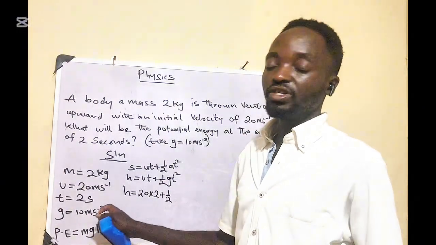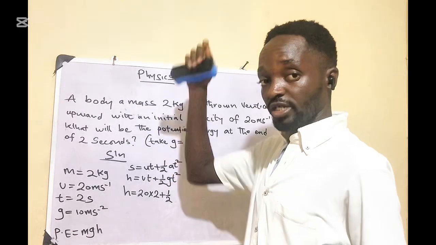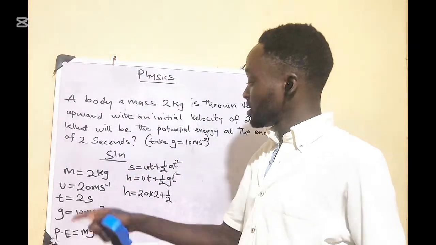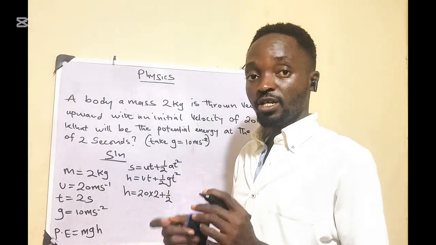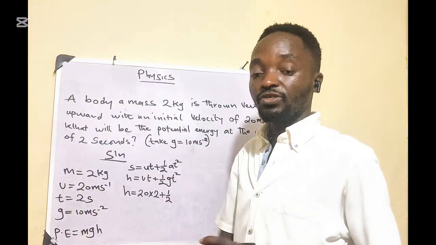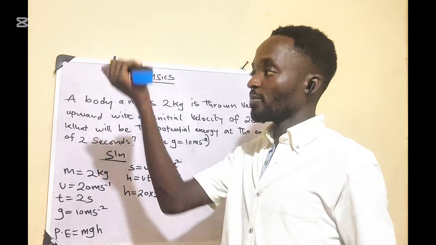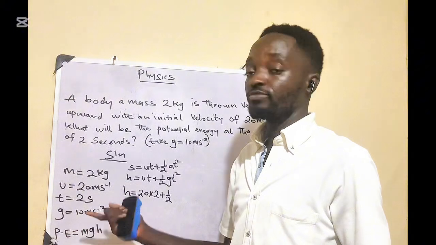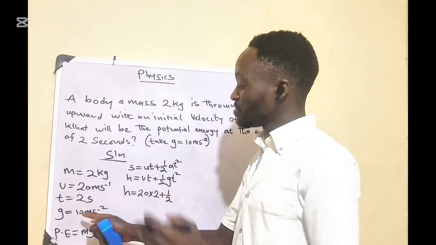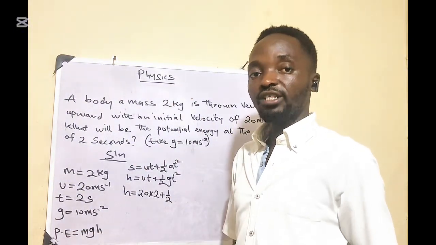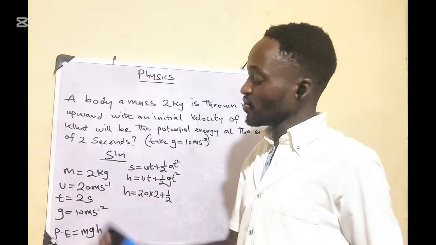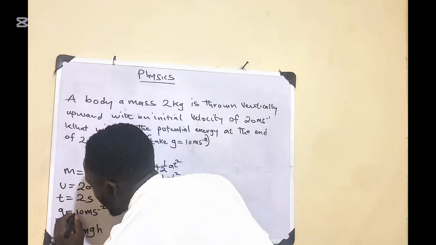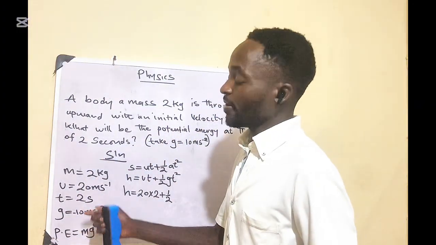Now one thing again you need to know is that when a body is falling downward, the value of g is going to be positive, because the body is falling toward gravity. You know, gravity drags everything. When you throw something, it comes down because of gravity. So when something is falling down, the value of g is going to be positive. But when you throw something up, the value of g now is going to be negative, because that thing is going against gravity. So this g is going to be negative because the body is going against gravity.